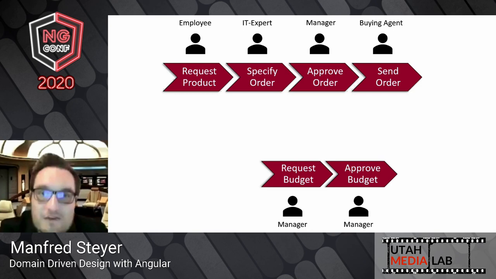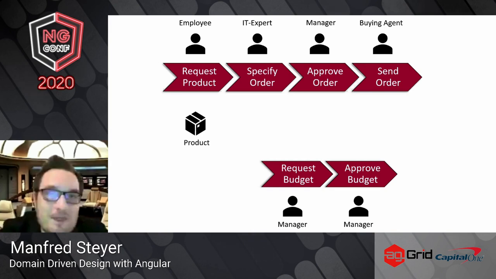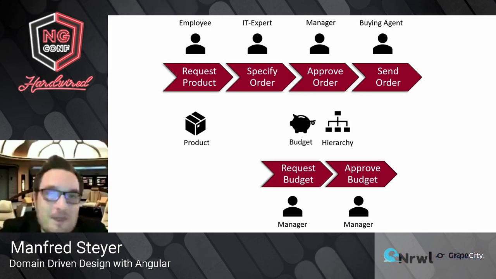Another way to identify domains is to look at your main entities. For instance, when it comes to requesting a product, the product itself is the main entity. When it comes to approving an order, the product, of course, plays a role, but perhaps only a tiny role, because here the budget and the hierarchy are more important. The product itself might be just a name and a price when it comes to approving the order. When it comes to requesting it, it can also be about a lot of images, Q&As, some ratings of the product, and so on.